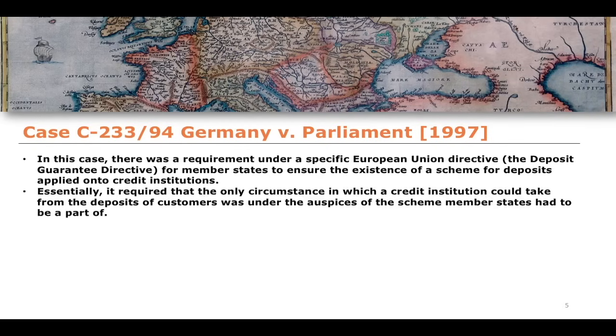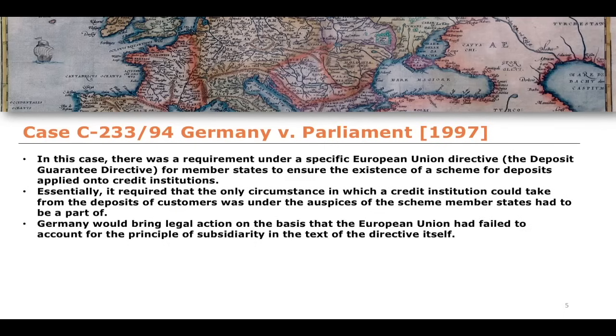Essentially, what this directive outlines is that only in circumstances where the member states are a part of this special scheme can the credit institutions of those member states actually take from the deposits of their customers. So that's essentially the long and short of this particular policy and directive. Now, what happens here is that Germany seeks to challenge this directive. They bring legal action on the basis that the European Union had failed to account for the principle of subsidiarity in the text itself. This is a requirement under, at the time, Article 190 of the EC Treaty.